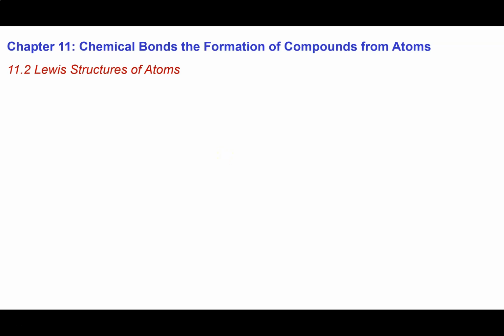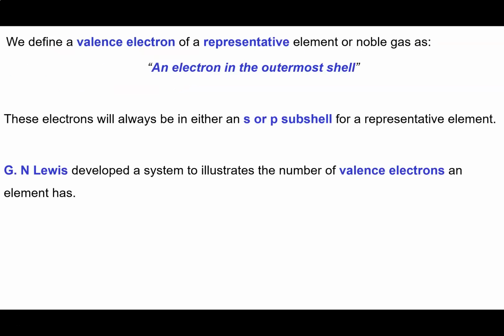So in this chapter, we're going to be learning a lot about different ways of writing what we call Lewis structures. The first types of Lewis structures that we're going to learn to draw are what are often referred to as Lewis dot structures of atoms, and it's a pretty simple process. So we're just going to review what we mean by a valence electron.